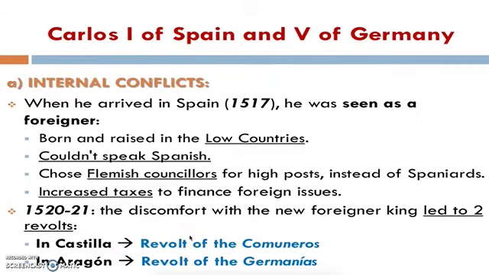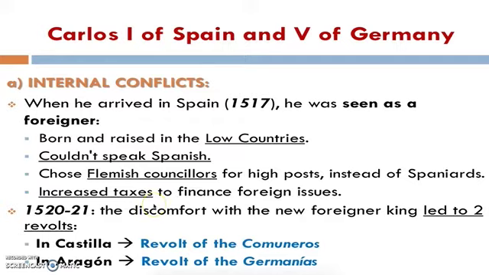Studying the internal conflicts of Charles I in slightly more detail, it started at the very beginning in 1517 when he first came to Spain because he was considered a foreigner. He was considered a foreigner because he was not born in Spain, he was born in the Low Countries. He didn't speak Spanish, and his assistants, his counselors, were Flemish, not Spanish ones, for the high posts. In addition, he increased the taxes to pay for his foreign policy, to pay for the wars he was having in Europe.